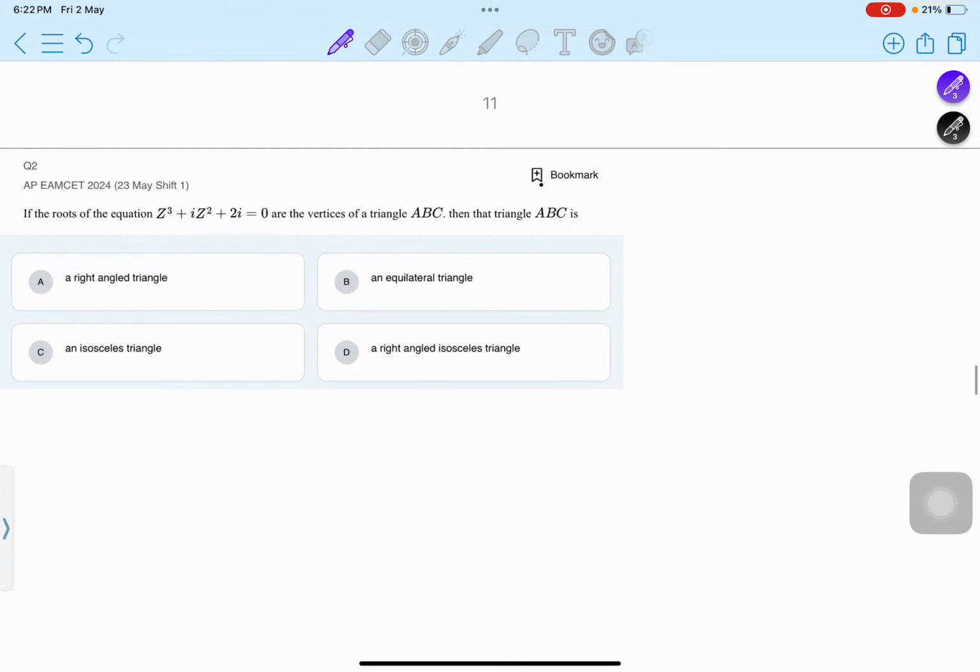The question: the roots of the equation z³ + iz² + 2i = 0 are the vertices of the triangle ABC. It is a cubic equation, so there are three roots, and in terms of z they are z = x + iy, so (x, y) is each root: (x1, y1), (x2, y2) and (x3, y3). All are the vertices of a triangle. Then check which type of triangle it is.